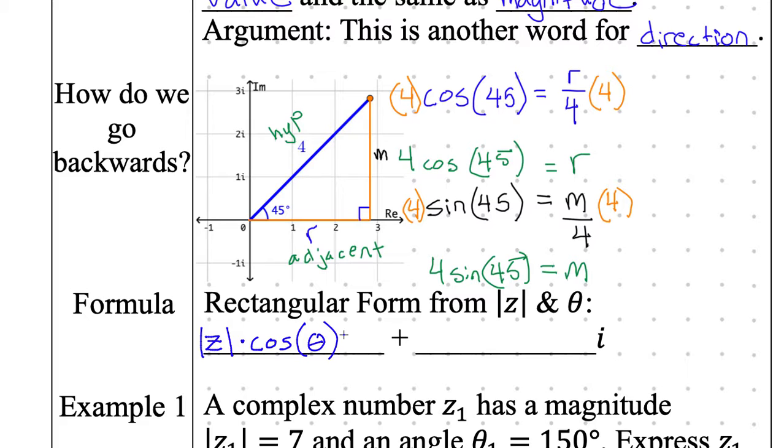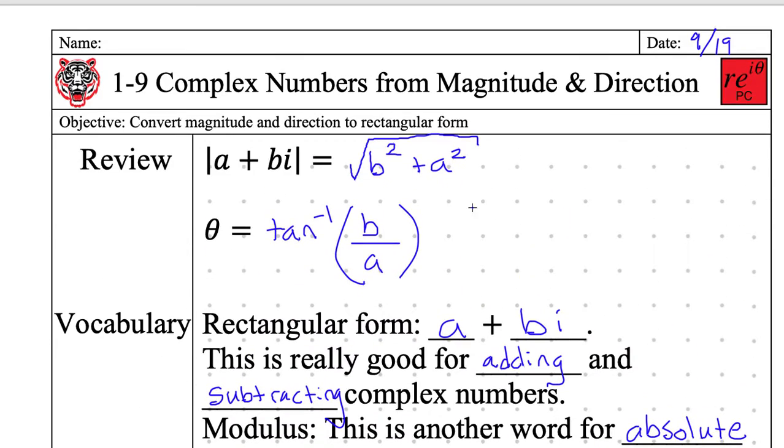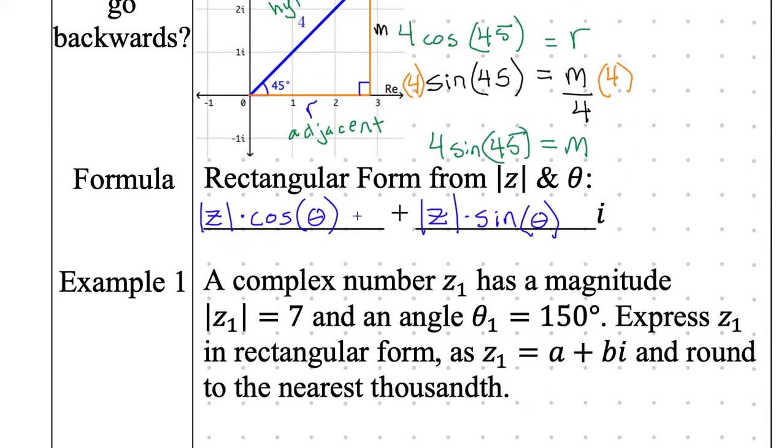All right, Eva. Absolute value of z times sine of theta, there it is. That is our formula. That is the thing that you need to memorize. So we have 3 formulas now. 1, 2, and this is our third one, 3.